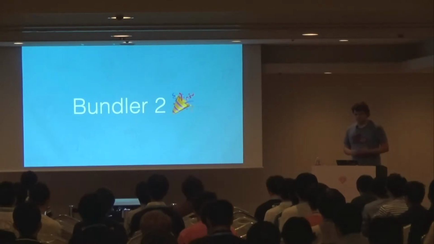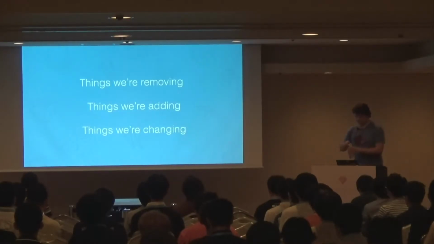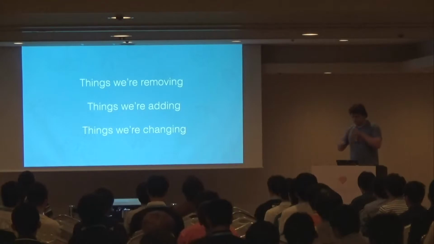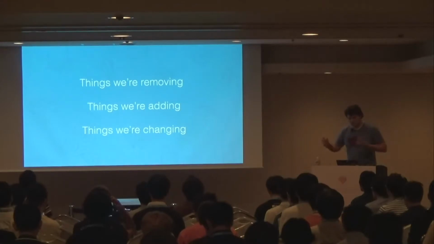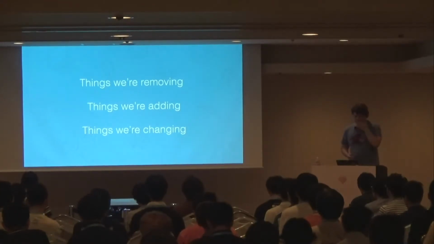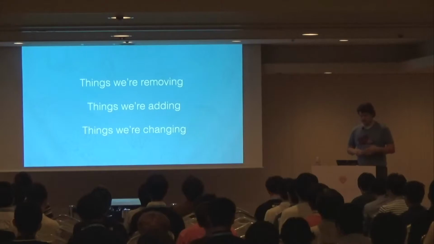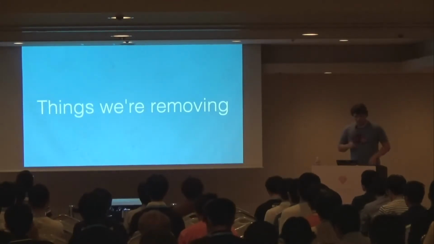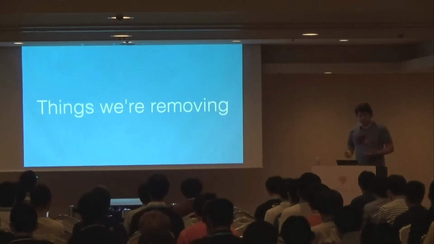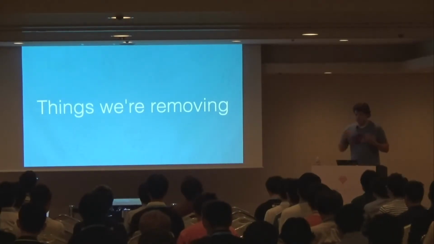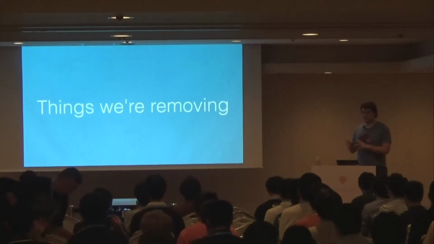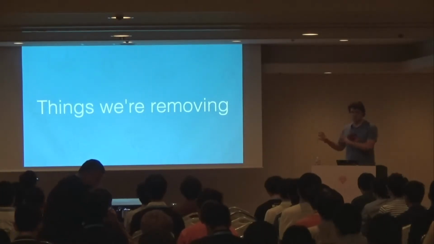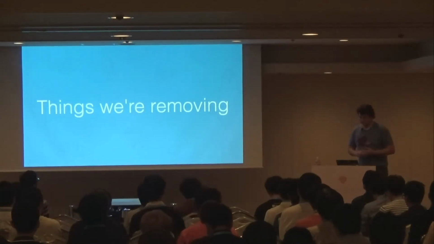So let's have a look at Bundler 2. I'm just going to go through the list of things we're removing, adding, and changing in Bundler 2, and help provide a bit of context as to why we're making certain decisions. So the things we're removing in Bundler 2, there's going to be a lot of them. As I said, Bundler 2 is mostly going to be fixing things that we haven't been able to fix and removing a lot of things we haven't been able to remove because of backwards compatibility.